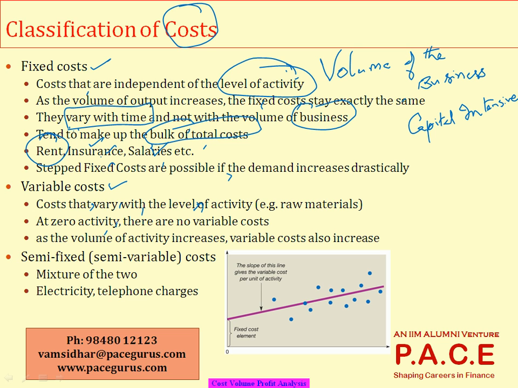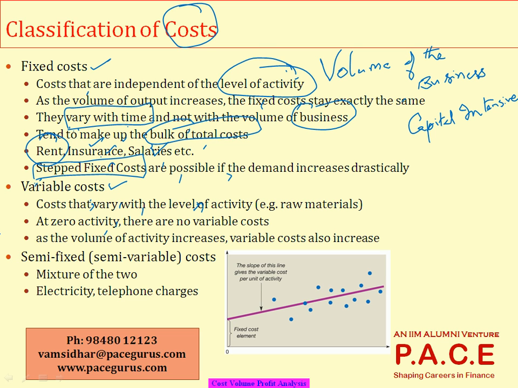does it mean that, as we have said, they vary with time? But sometimes the fixed costs can be in the form of stepped fixed costs. What does this mean, stepped up? Let's say I took a small office space and I'm paying some 50,000 bucks as a rent.